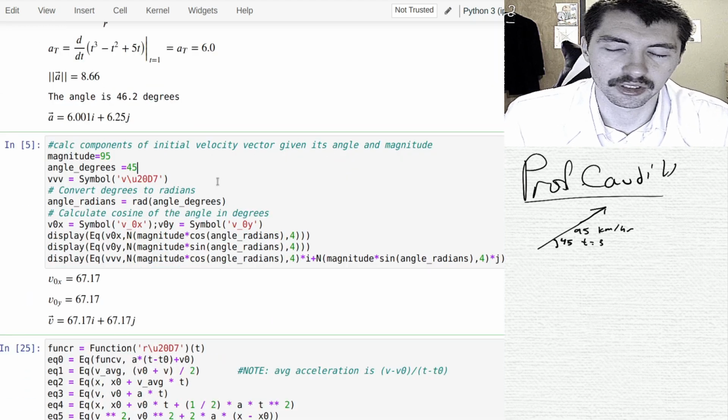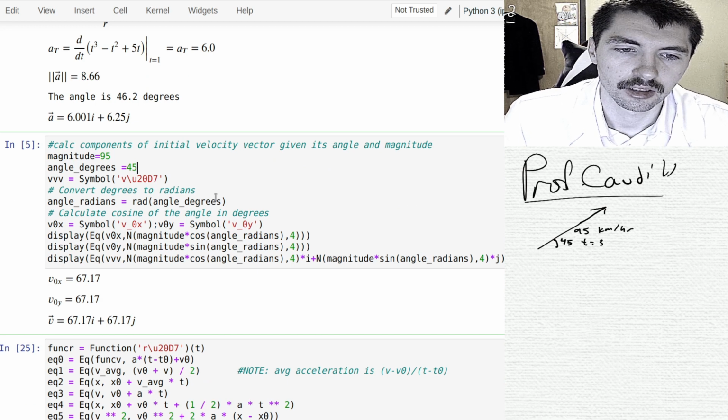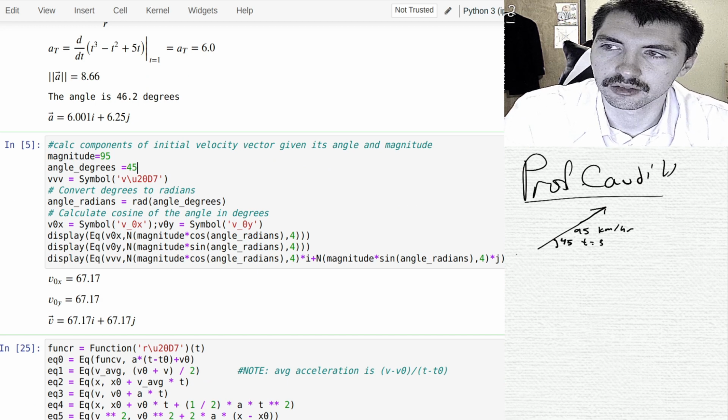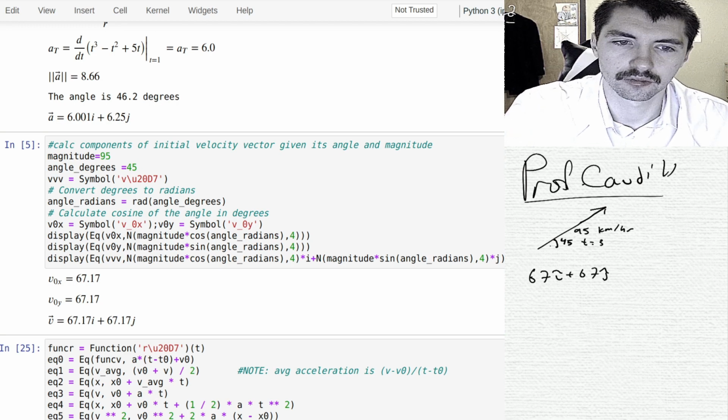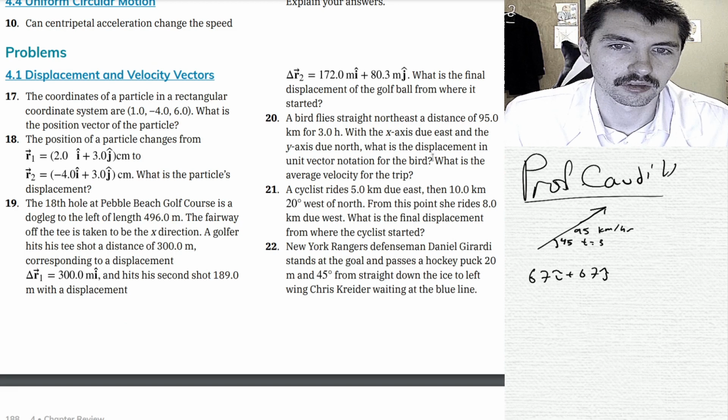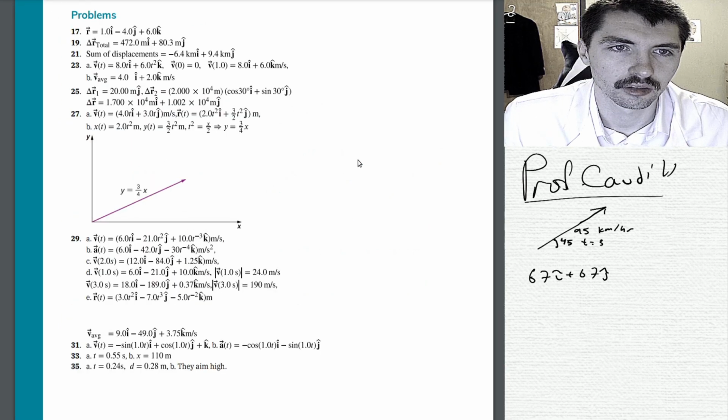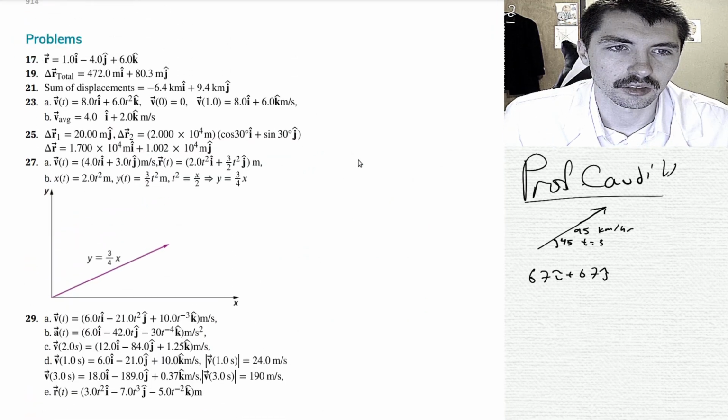Yes, we did this yesterday. So we got 67i, 67j. So, and what number is this? 20. Okay. I don't think the book does 20. Yeah, okay.